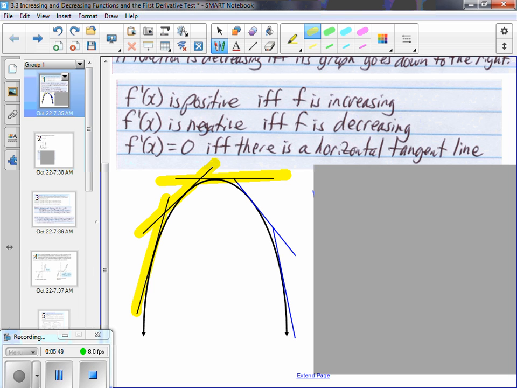And then we keep moving to the right, and look here. Here we have another tangent line. What's the slope of that tangent line? Positive, negative, or 0? It's negative. And what's the graph of the function doing there? Increasing, decreasing, or neither? It's decreasing. Same thing there, isn't it? Okay? The derivative's negative. The function's decreasing. See how it works? And look.